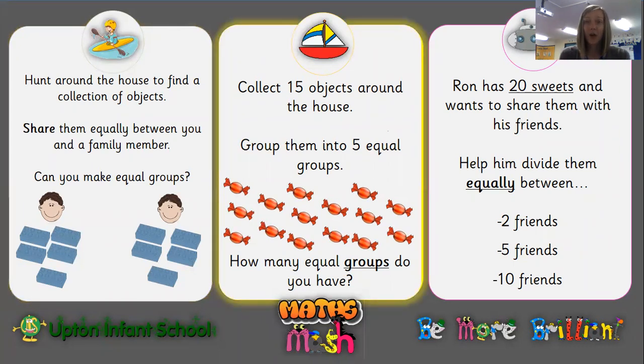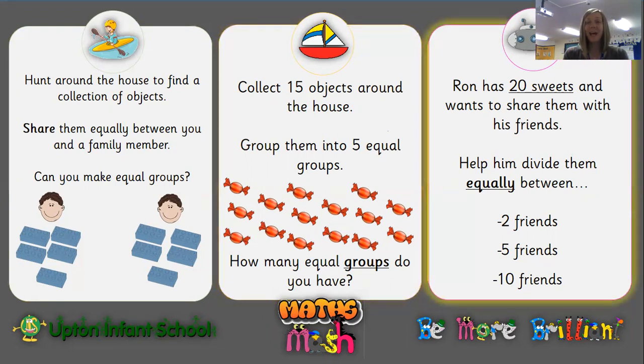If you would like to have a go at grouping, I would like you to go and collect 15 objects around the house. And once you've got your 15 objects, I want you to group them into groups of 5. So you would have a group of 5, another group of 5. How many times could you make groups of 5 with 15 objects? And if you enjoy the grouping exercise, you could change the number from 15 and choose another number in our 5 times table to group.